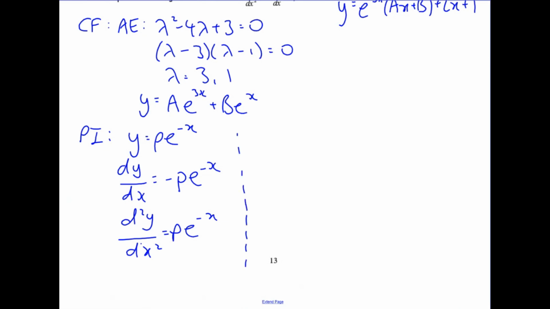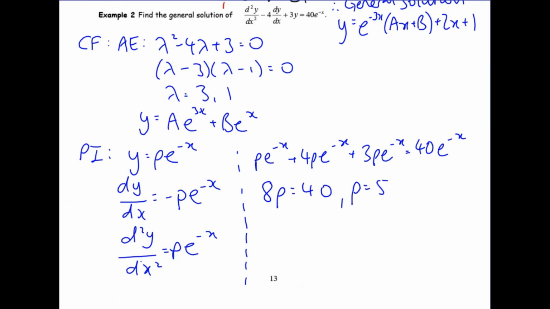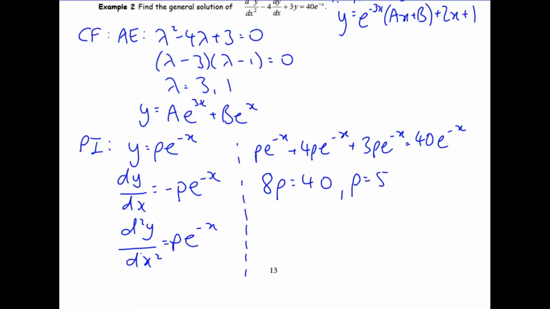Substitute these into your original equation, so you get p e to the minus x minus 4 times minus p, so it's plus 4p e to the minus x, plus 3p e to the minus x, equals 4e to the minus x. Obviously, all of your e to the minus x's cancel. You get 8p equals 40. So you get p equals 5.